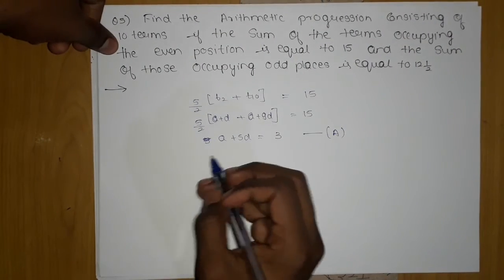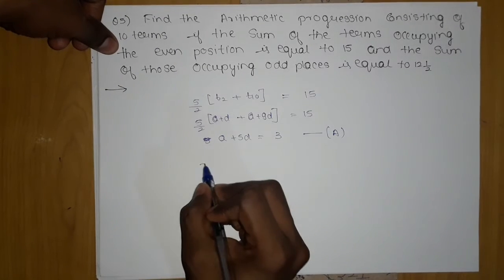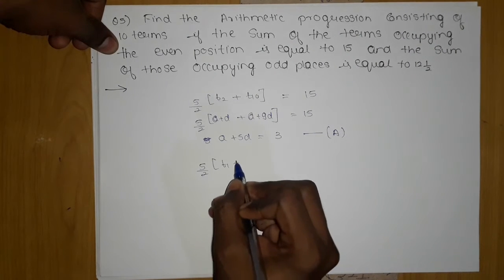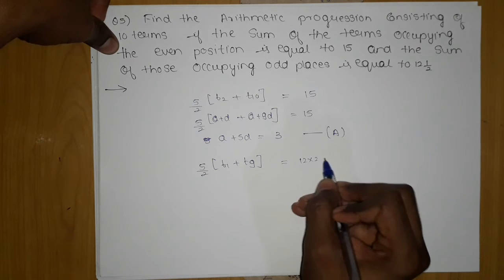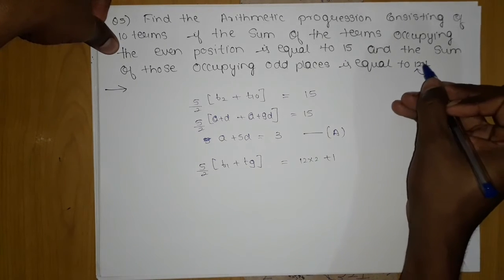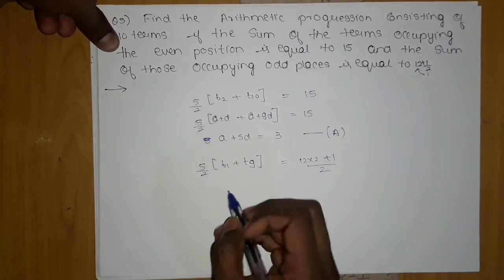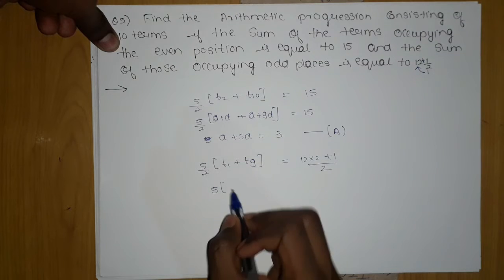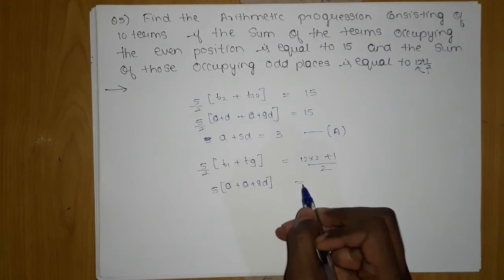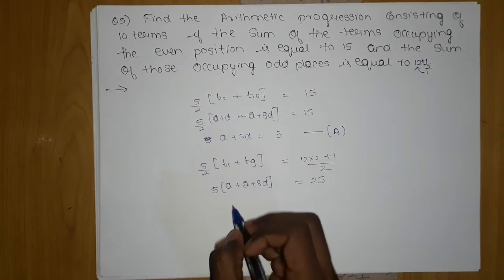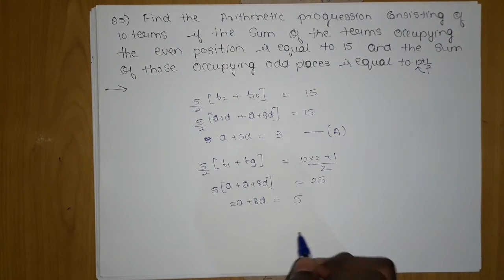Now the second condition is that the sum of those occupying odd places is 25. Odd places means 5 by 2 again, the odd places are t1 and t9, the first and the last odd places, equal to 12 into 2 plus 1. We multiply this with this and then add this, upon 2. So 2 will cancel out, which will give me t1 as a plus 8d, and this should be equal to 25. 5 will cancel out with this, so 2a plus 8d should be equal to 5. Okay, we got one thing.